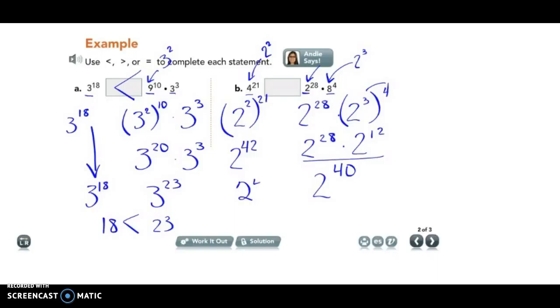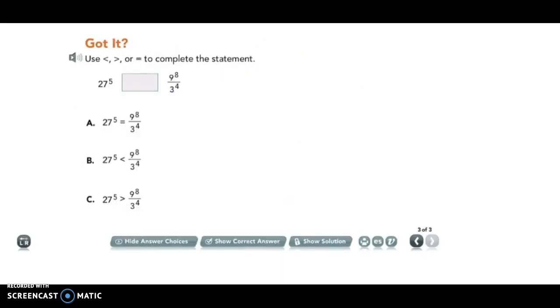And here we have 2 to the 42nd. So we're just comparing our exponents again because we have the same base. And we can see that the 4 to the 21st is going to be larger than 2 to the 28th times 8 to the 4th. Okay, give this last one a try on your own and see whether you can find the right answer. So go ahead and hit pause.